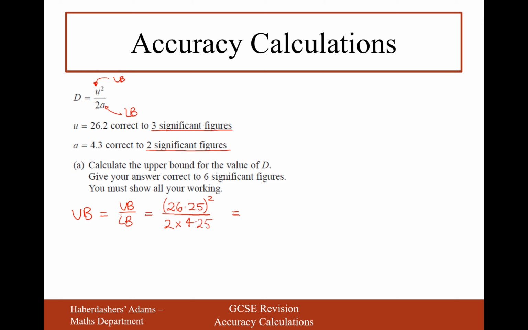And the answer is, right, we have to write out 6 significant figures. It's going to be 81.066, that's 1, 2, 3, 4, 5 so far, 17, so that's going to be a 2 afterwards. So this is the answer to 6 significant figures.